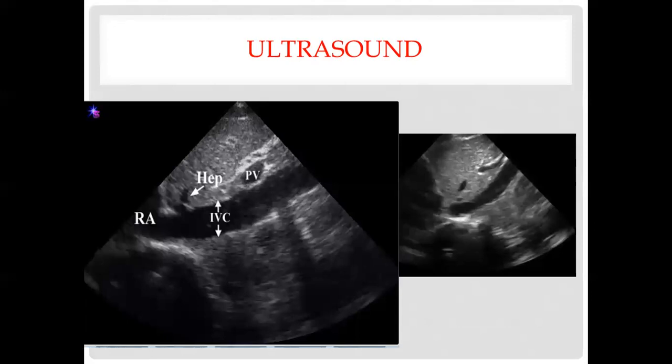Again, ultrasound is a useful examination for the IVC. You can identify the portal vein. The IVC is posterior to the portal vein, the hepatic veins drain into its distal part, and then it passes through the diaphragm to the right atrium.